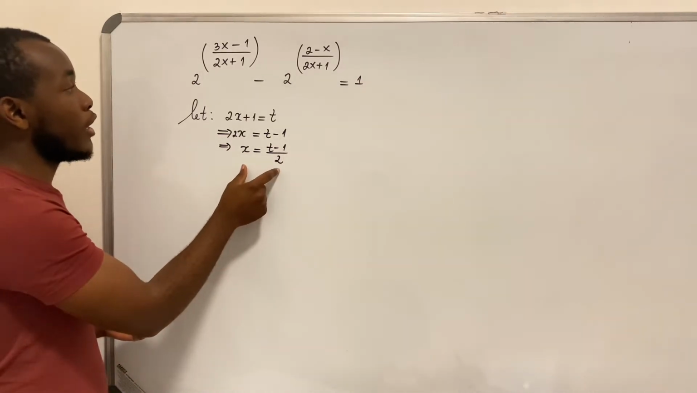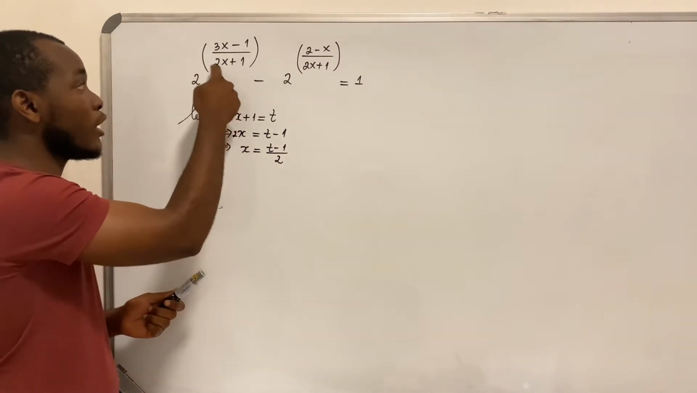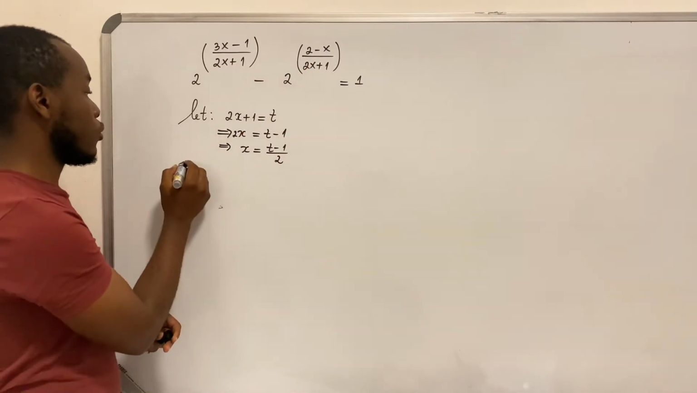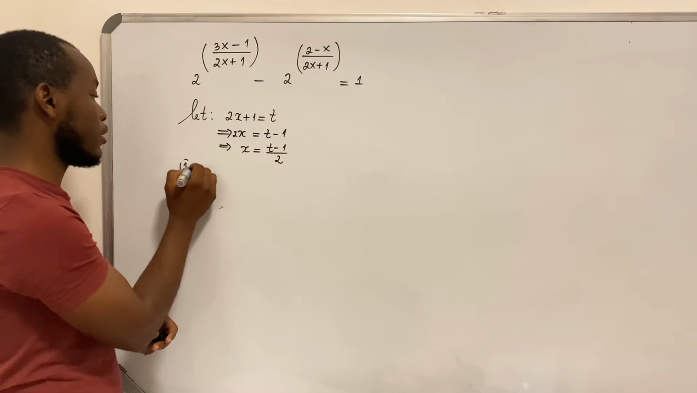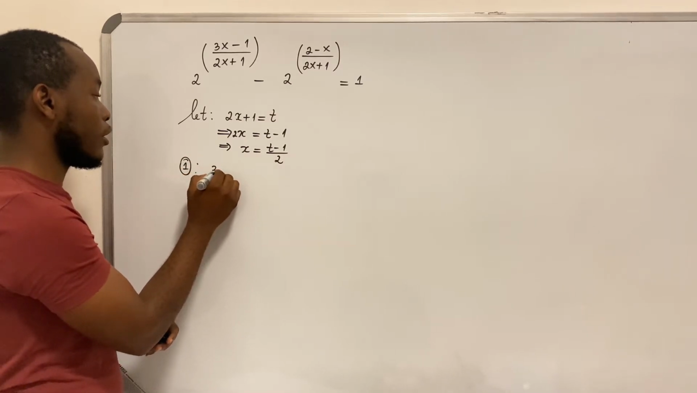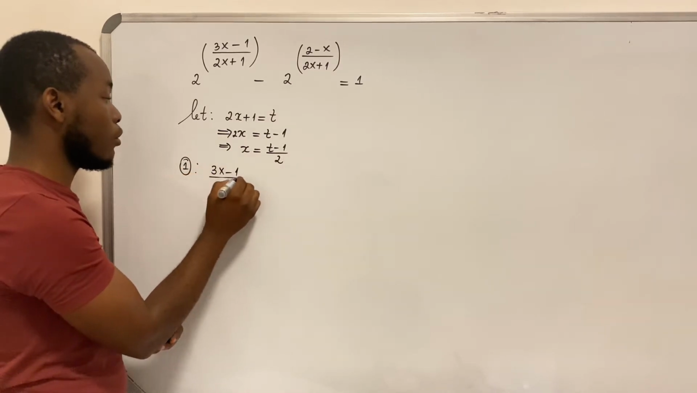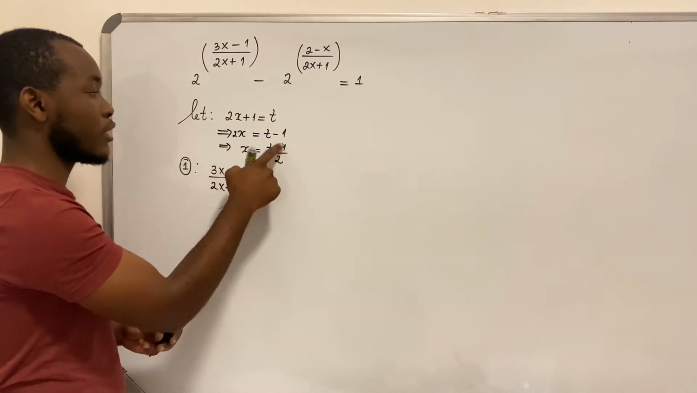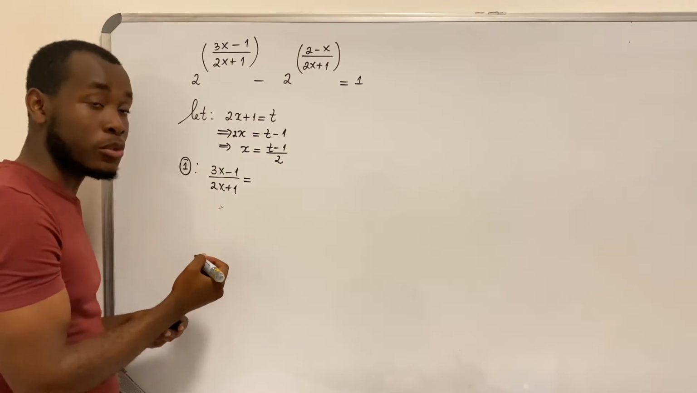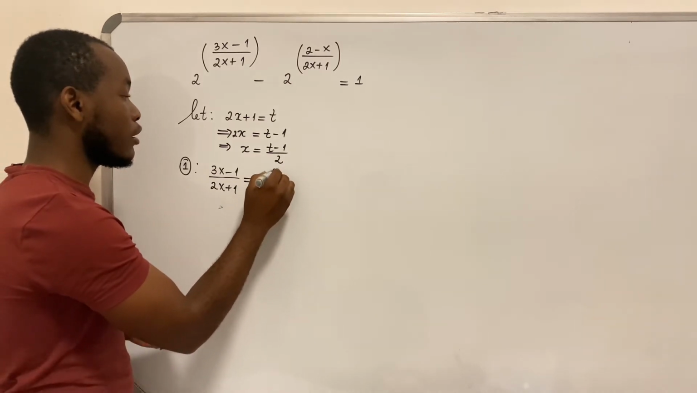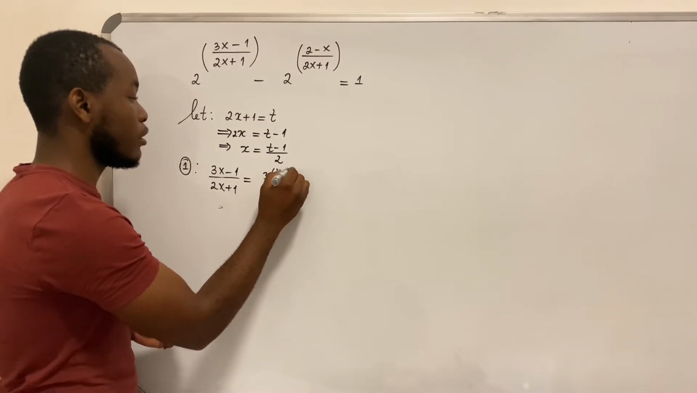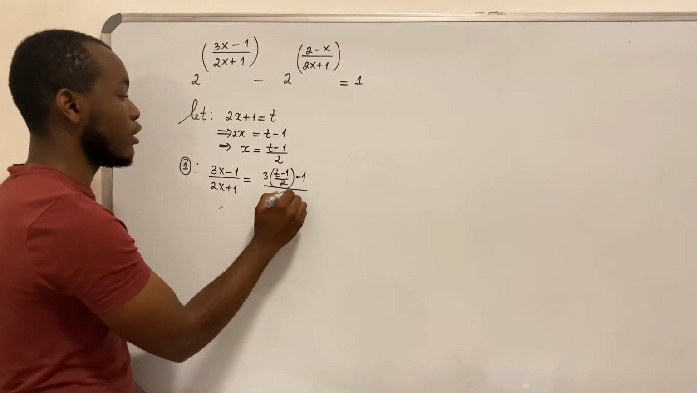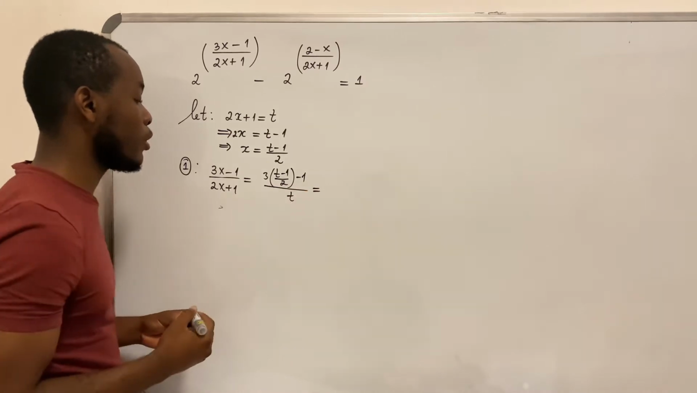If that's the value of x, then we can calculate the value of this exponent and the value of the other exponent. If we calculate the first exponent, we have (3x minus 1) over (2x plus 1) equal to, where there is x, we replace it by (t minus 1) over 2. So we have 3 times (t minus 1) over 2, minus 1, over 2x plus 1, which we said is t.